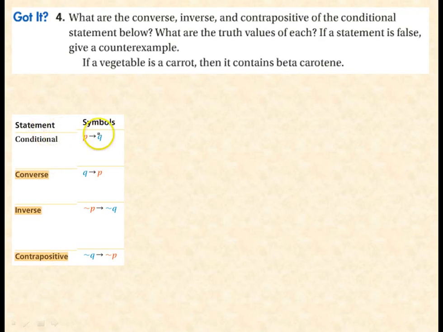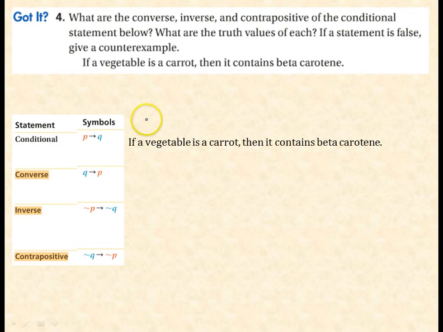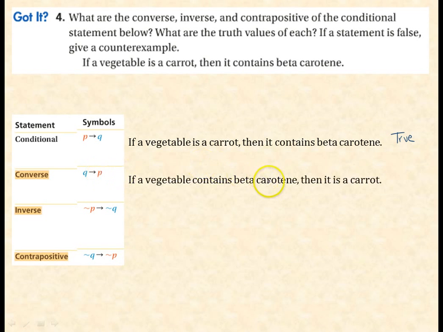Alright, so the original conditional is, if a vegetable is a carrot, then it contains beta-carotene. And that's true. Carrots do have beta-carotene. How about the converse? The converse would be that the conclusion implies the hypothesis. So if a vegetable contains beta-carotene, then it is a carrot. And that is actually false, because there are other vegetables that also contain beta-carotene.